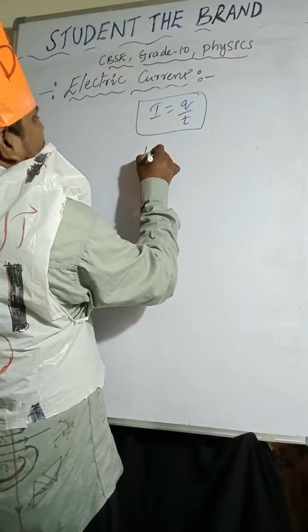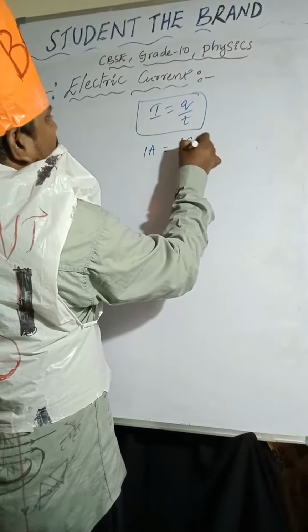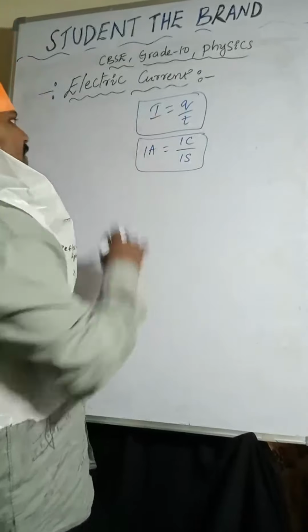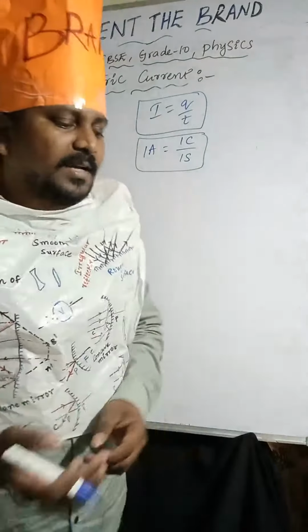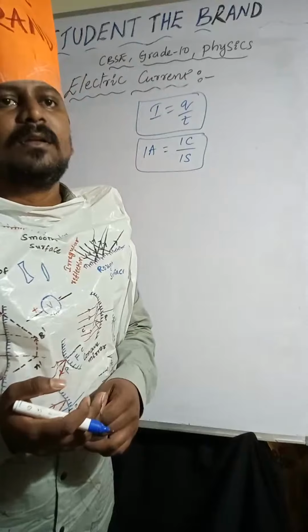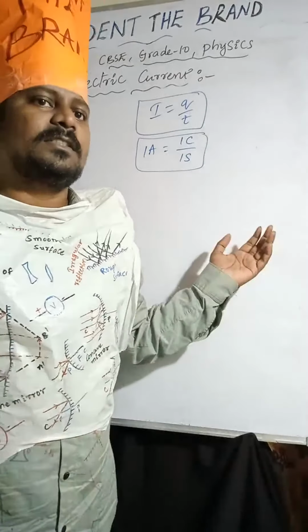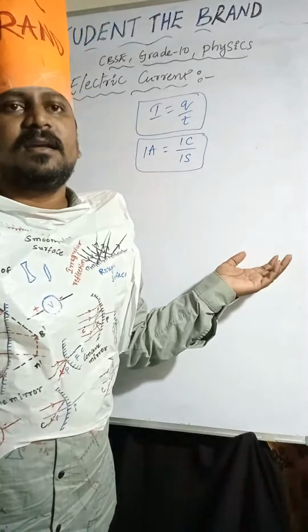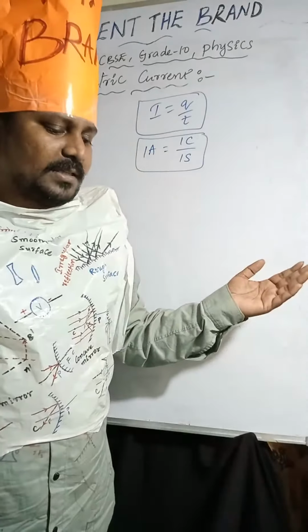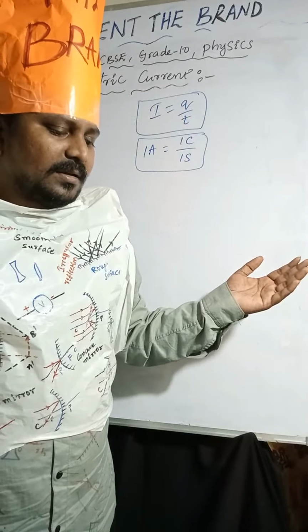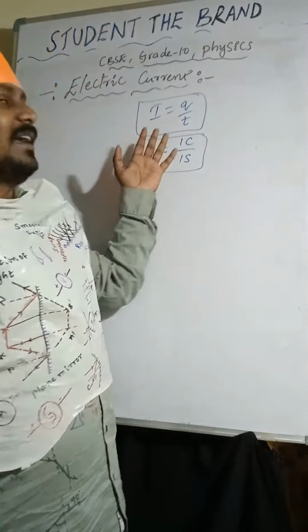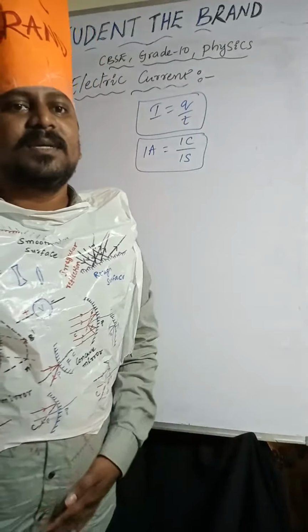SI unit of current is ampere. SI unit of charge is coulomb. SI unit of time is second. The flow of charge through unit cross section area per second is called electric current. SI unit of electric current is ampere, SI unit of charge is coulomb, and SI unit of time is second.